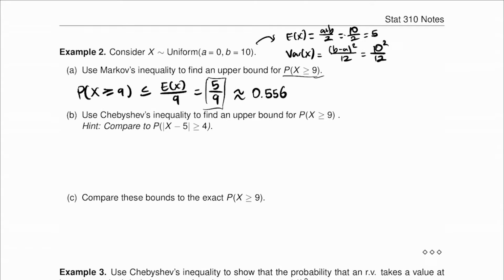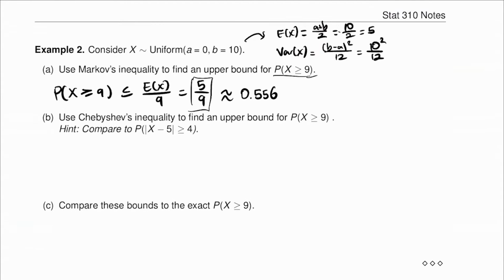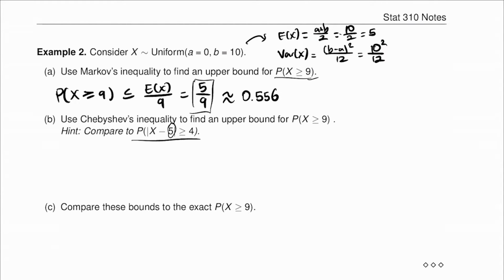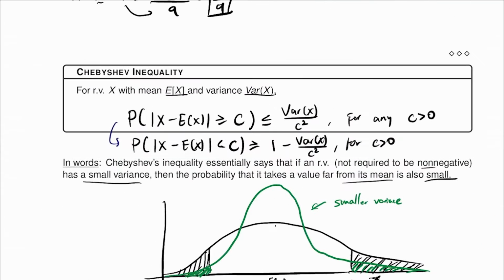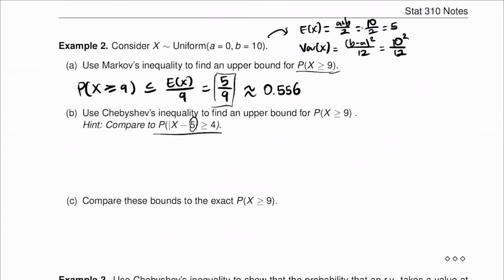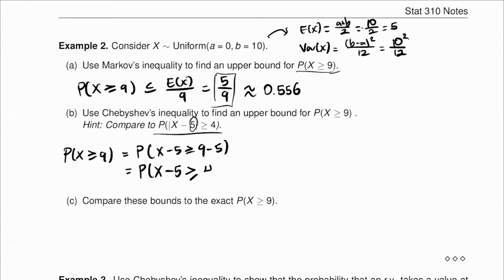Now, what if we want to use Chebyshev's inequality to find that upper bound? We have to compare to this probability, because this is the form of Chebyshev's inequality, where this 5 is the expected value of x. So to do that, we have that the probability that x is greater or equal than 9, if we subtract 5 on both sides, is the probability that x minus 5 is greater or equal than 9 minus 5, sorry. And this is the probability that x minus 5 is greater or equal than 4, right?